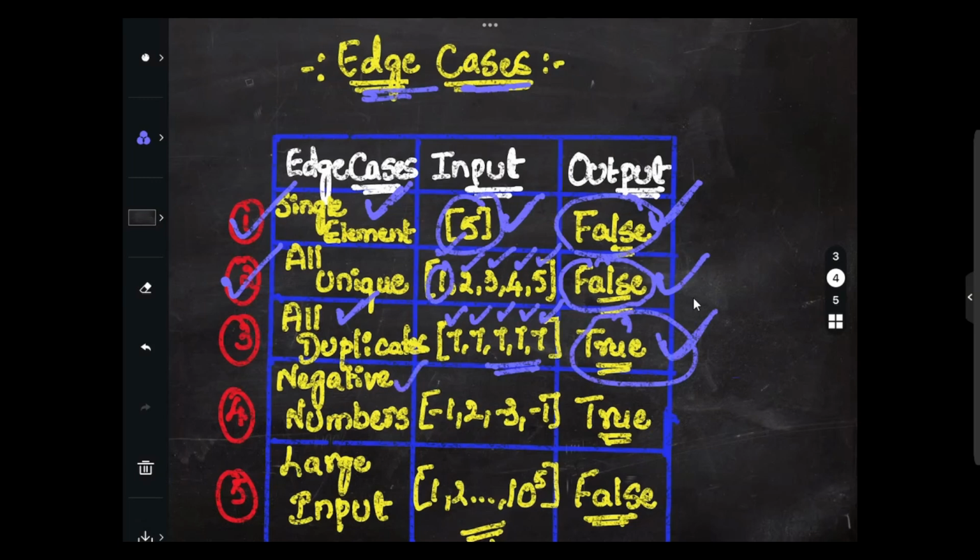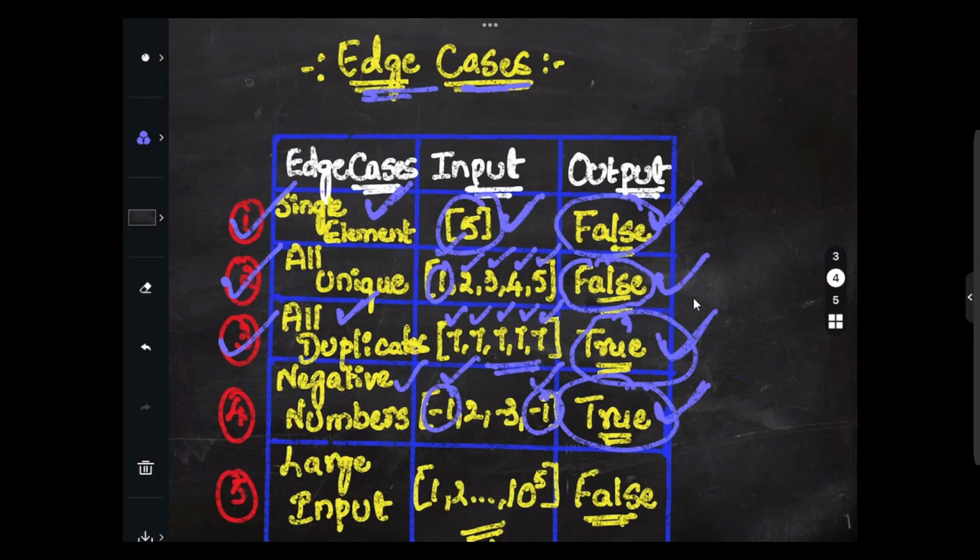The fourth edge case is for negative numbers. We have considered here -1, 2, -3 and -1. So -1 is present twice here. So it doesn't matter whether it is positive numbers or whether the array contains negative numbers here. We have the duplicate for -1 here, right? So we will return true in this case, right? I hope this is clear.